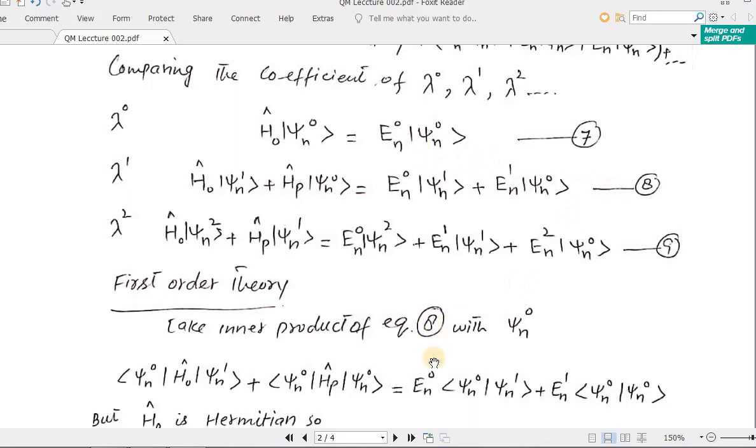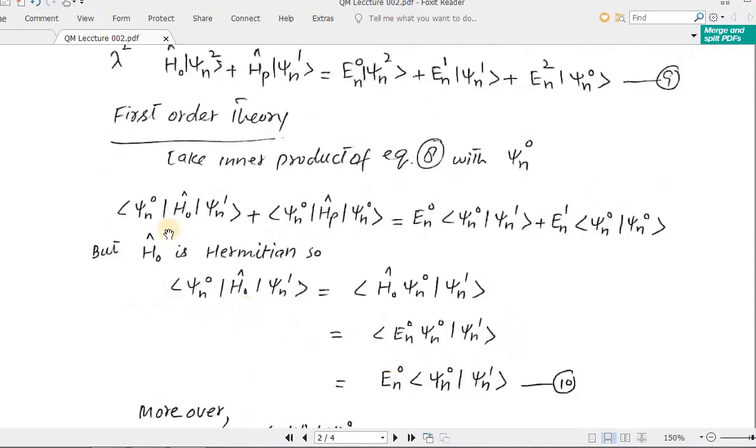Take the inner product with psi n naught of this equation number 8. Psi n naught H naught psi n 1 plus psi n naught Hp psi n naught. On the right hand side, E n naught times the product of psi n naught and psi n 1 plus E n 1 times the product of psi n naught and psi n naught.